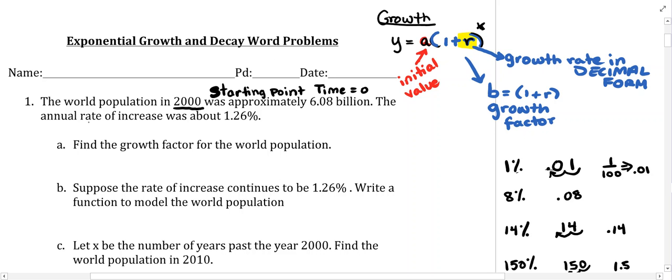The annual rate of increase, which tells you that this one is going to be growth, was about 1.26%. This is in percent, and in decimal form, it would be 0.0126. This is the rate. I apologize. The annual rate of increase was about 1.26%. Yes, that's the rate, because it says so right here. My bad. All right, so this is r.